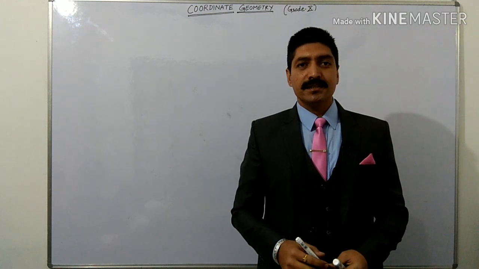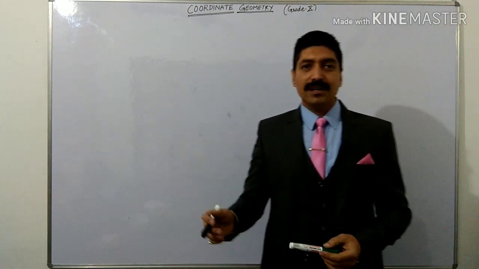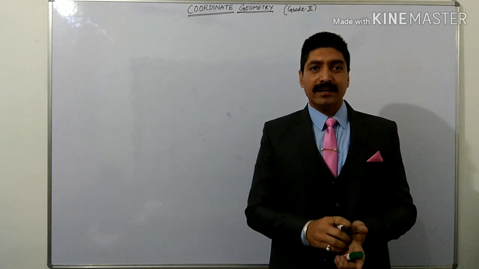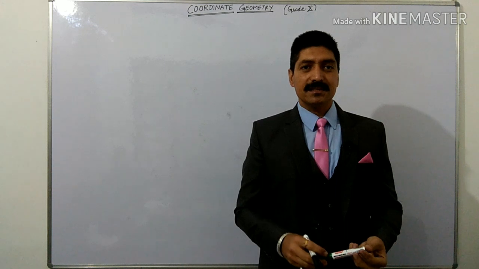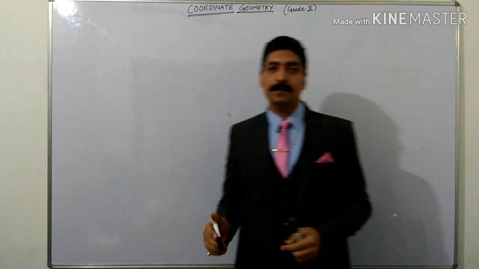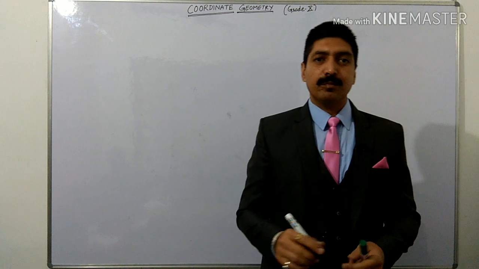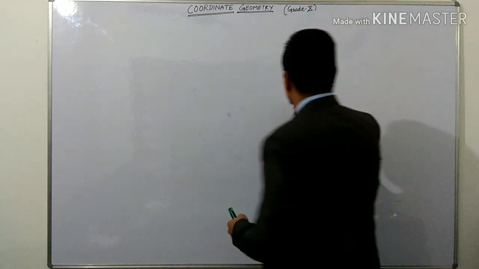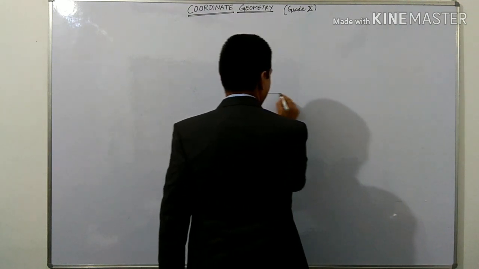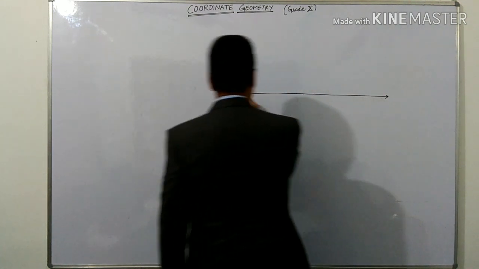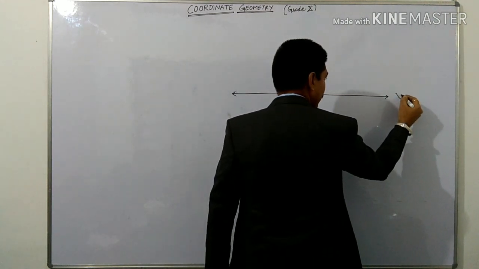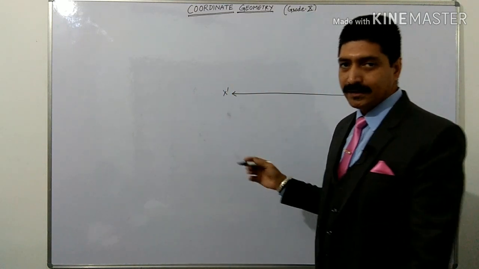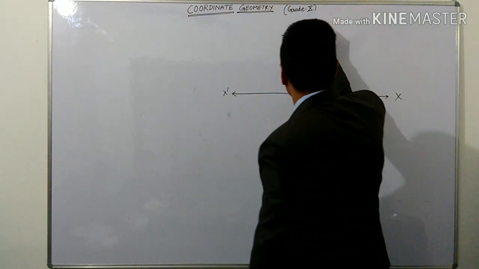x-axis and y-axis. X-axis is the horizontal line and y-axis the vertical line. So the coordinate plane, when these two lines which are mutually perpendicular to each other, where they intersect, that point is known as the origin. So let's start that. The horizontal line, that is x-axis, and the vertical line, that is the y-axis.